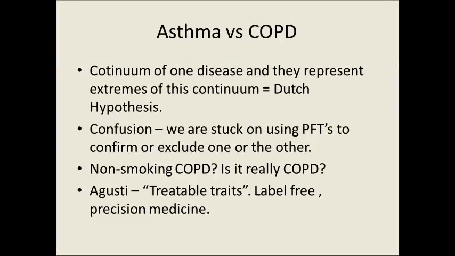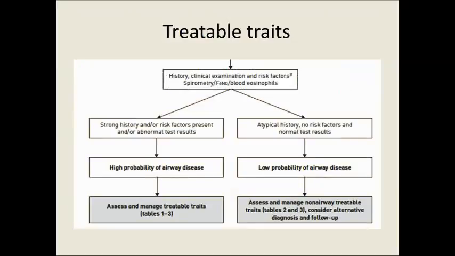Then the non-smoking COPD, is it really COPD? Okay, and I believe it's not, and I think we need to actually have more data to that end. And Agusti, in his very erudite paper, presents this concept of treatable traits. In other words, do away with COPD, asthma, ACOS, etc., and rather identify a patient as whether he has airway disease or not. Okay, and his approach is using your history, clinical examination, and risk factors, then performing spirometry, exhaled nitric oxide, blood eosinophils, and looking at all of that data together with the history.